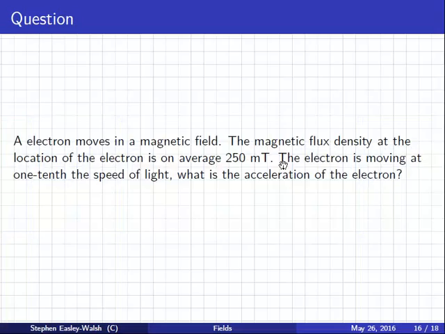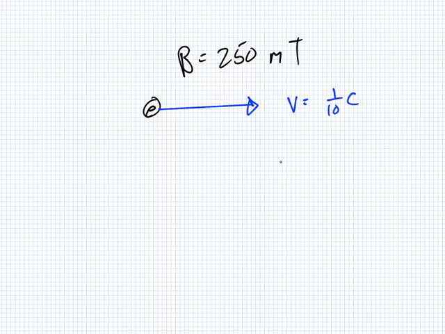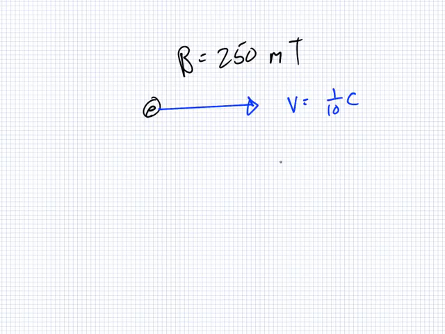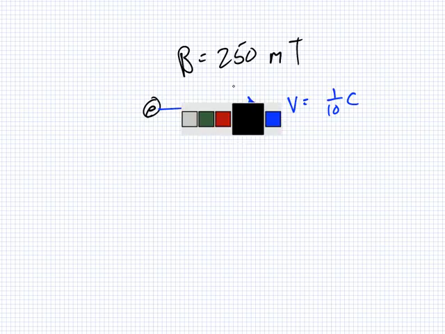So the electron is moving in a magnetic field, and there's going to be a force on it. Now, in the question, I don't actually care about which direction the force is. I just want to know how much the force is. So it doesn't really matter, but just to make it easier, I'm going to draw the force this way as well.